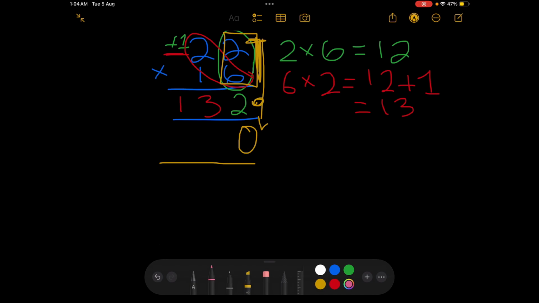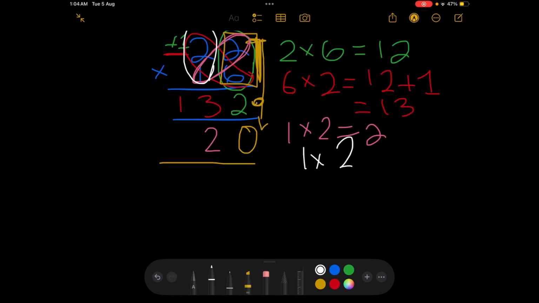Now, what you are going to do is your 1 times 2. So now we're starting from our 10 section. So 1 times 2, we have 2. So I'll put it over here. 1 times 2 equals 2. Awesome. And now we do 1 times 2 over here. Another 1 times 2, which equals 2. Bring our 2 over here. Now all you're going to do is plus this and this together.